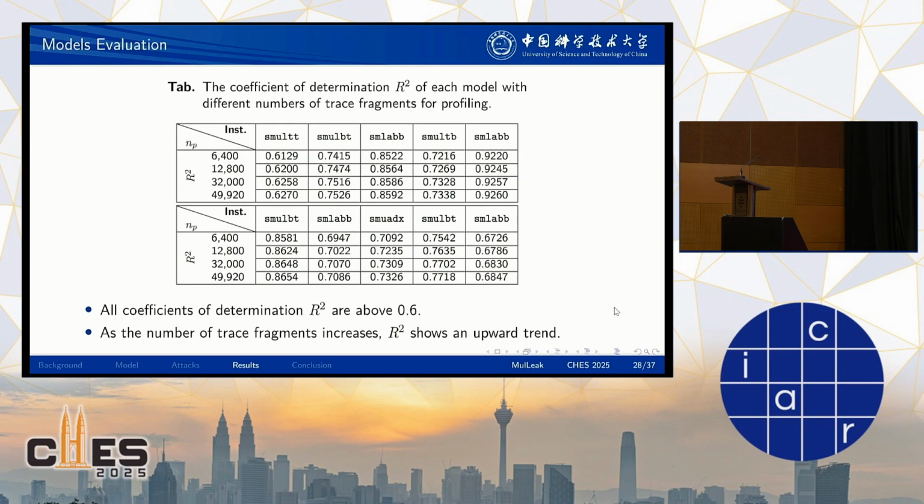The table shows the R-squared values of each model with different numbers of trace fragments for profiling. As shown in the table, all R-squared values are above 0.6. As the number of trace fragments increases, R-squared values show an upward trend.